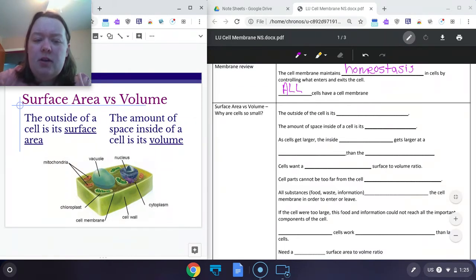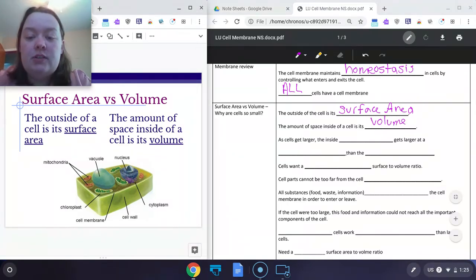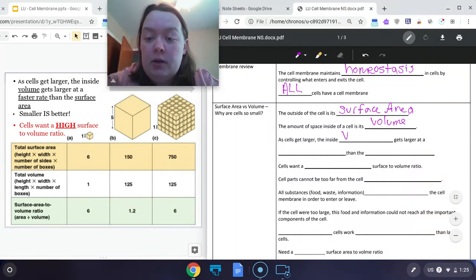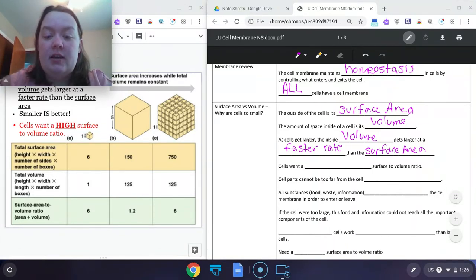So, this brings us to the topic of surface area versus volume in cells. And this is what's going to contribute to cells being small. The area outside of the cell is called its surface area. And everything in the middle is called the volume. As cells grow in size, the volume of the cell is going to get larger at a faster rate than the surface area. And a cell wants a high surface area to volume ratio.